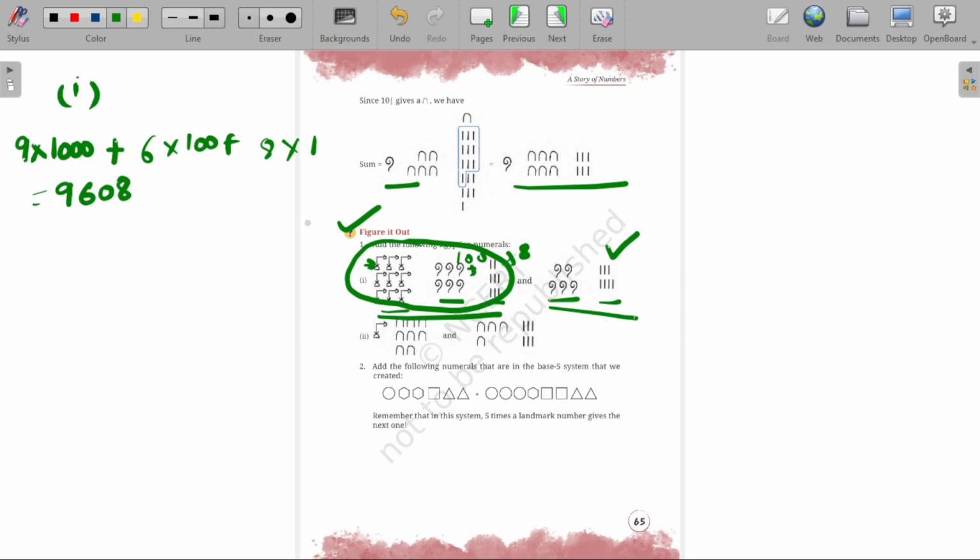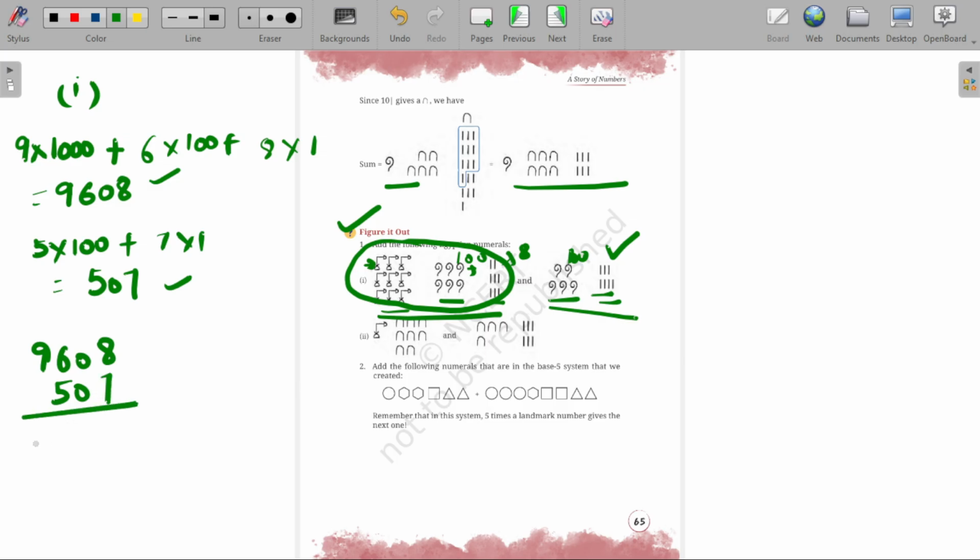Now solve this part. This is the part of the first question only. This is a symbol of 100 again. How many are there? These are 5. So it will be 5 into 100 plus, and how many symbols are there? There are 7 in number. So 7 into 1. By adding it, we get 507. Now we need to add both, that is 9608 and 507. Let's add it. The answer will be 10115.